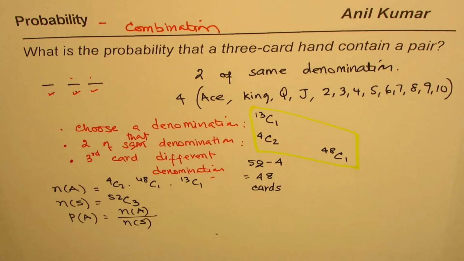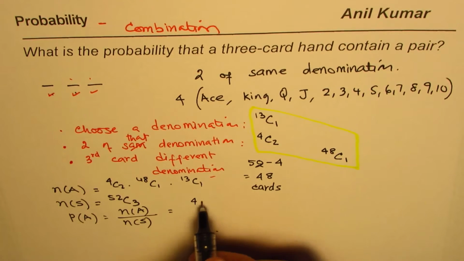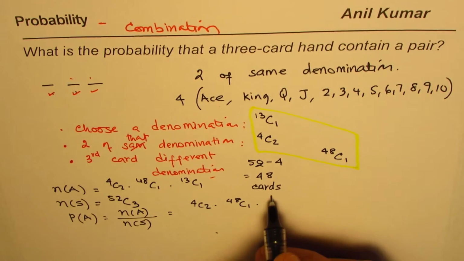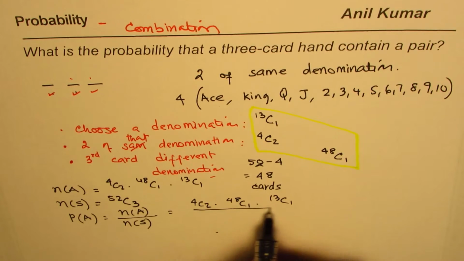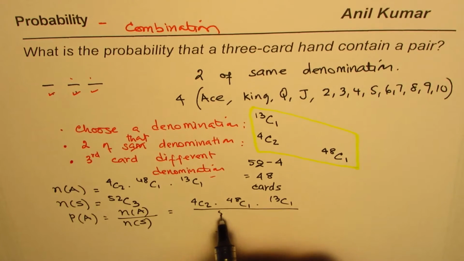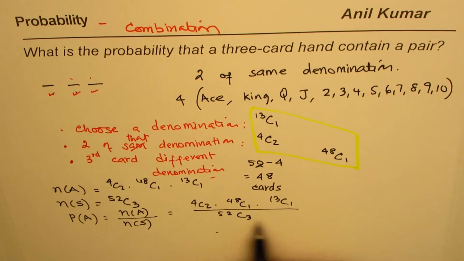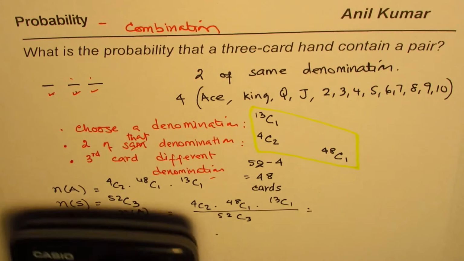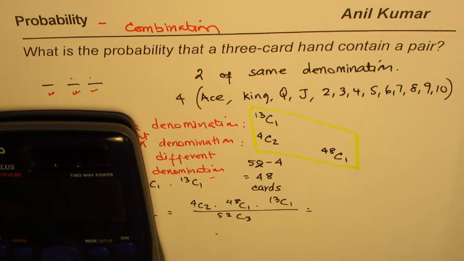So let's find the ratio. So we can write this as 4C2 times 48C1 times 13C1 divided by 52C3, right? So we can use the calculator, find the answer. So that's how we can do it, right?